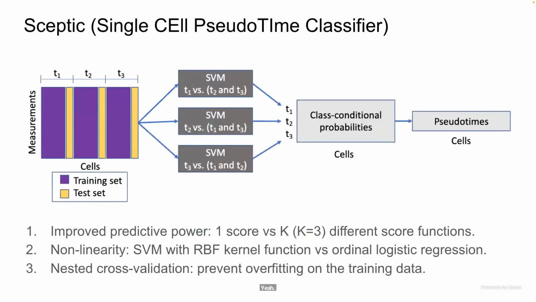Yeah, so there are 3 major motivations. The first one, the logistic regression is only one score function with thresholds. For our multi-class SVM model, for each classification, you will have a score function, so that greatly improves the predictive power. Also, logistic regression is a linear model, and with the RBF kernel, we can have a nonlinear decision boundary, which also outperforms the traditional ordinary logistic regression. That's a major motivation.